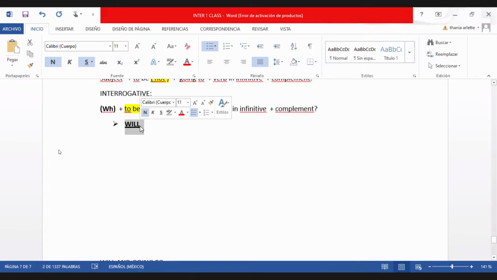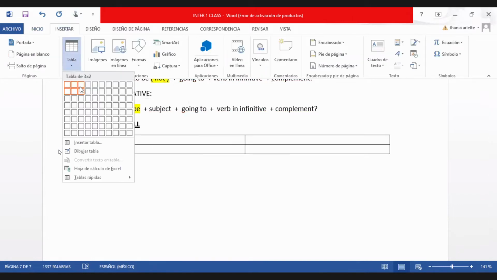Will is another modal auxiliary, not for suggestions, but for expressing future. Will is a modal auxiliary that we use to talk about future. The structure. What is the structure then? I'm going to include a box.